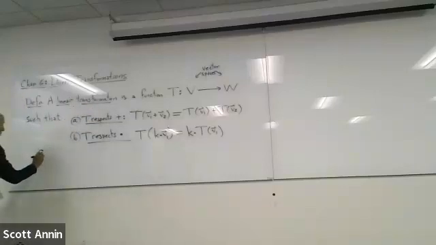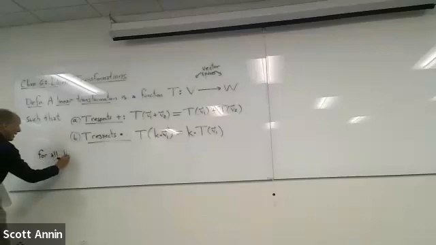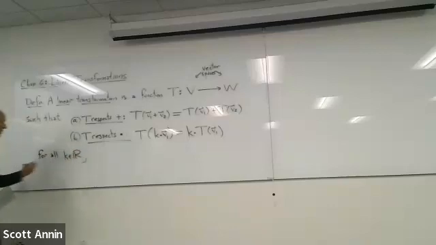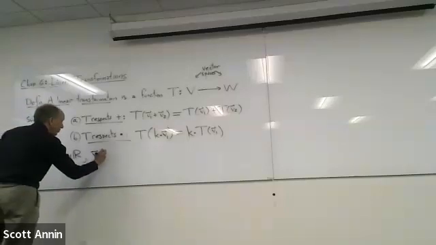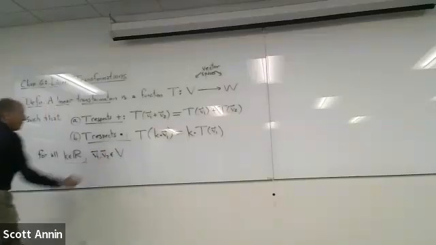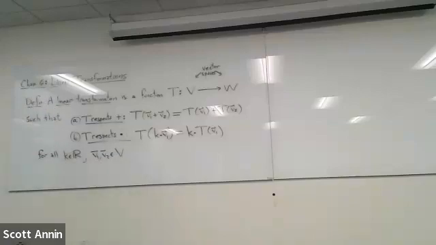This is going to be for all scalars K. So K is an element of the real numbers. And V1 and V2, those are elements of V. This is what a linear transformation is.